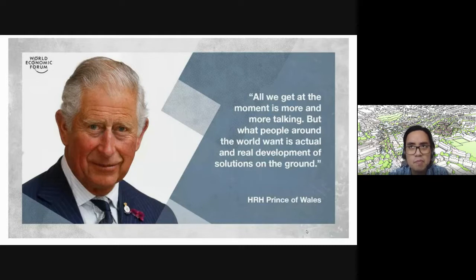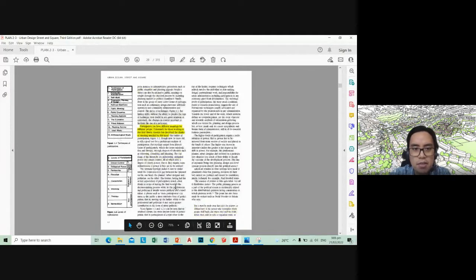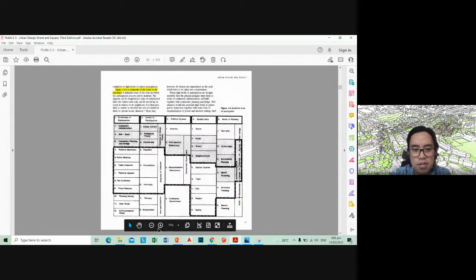really highlighted the importance of public participation in Britain. So he talks about how all we get at the moment is more talking, but what we need is real development solutions on the ground. And this is what this section here is for. And then it talks about this analytical framework. I'll just go to the summarized version over here.